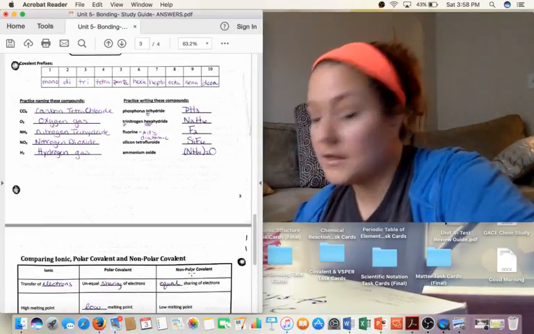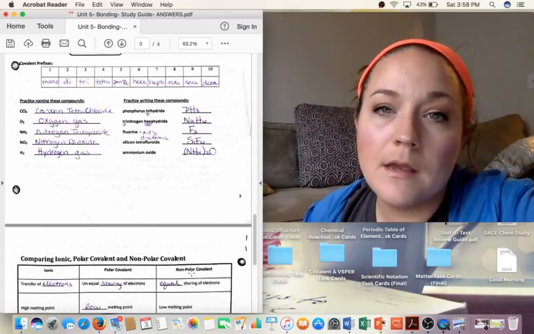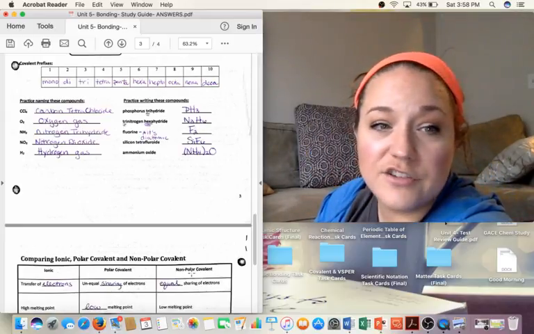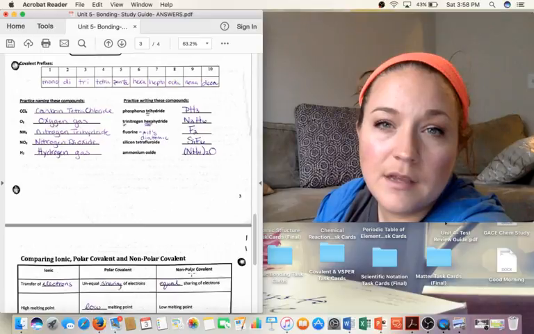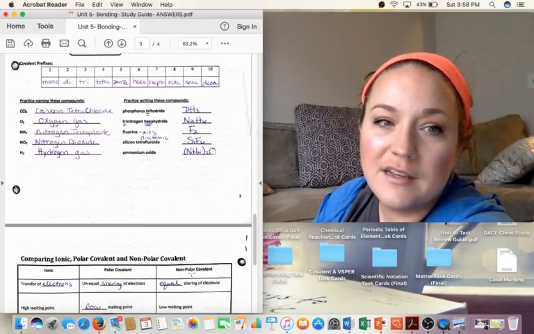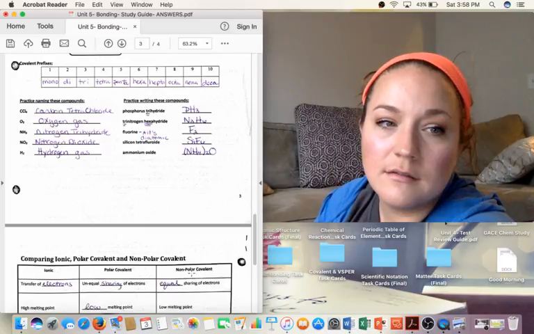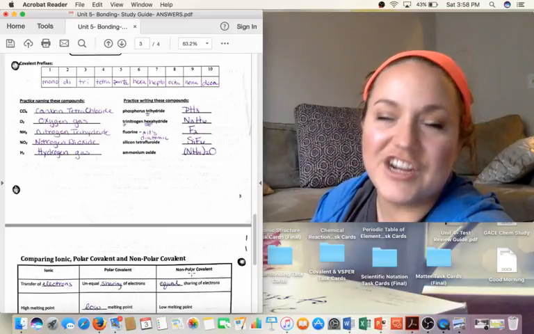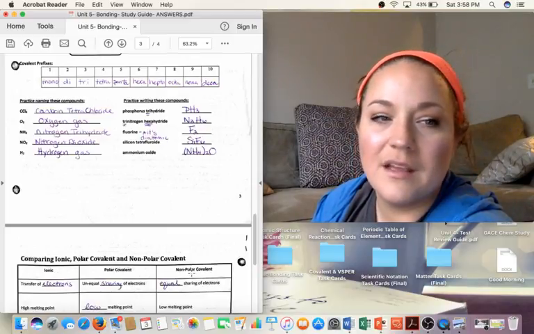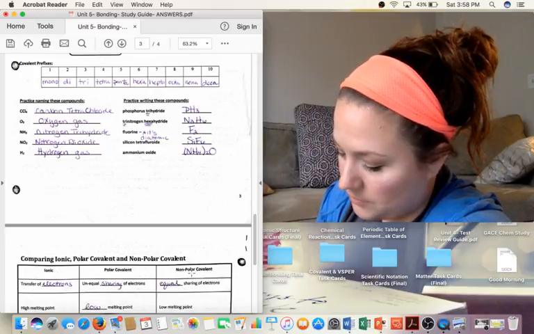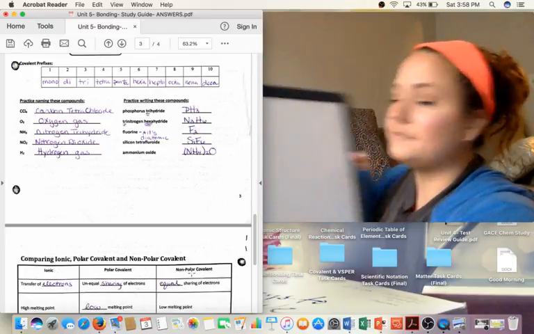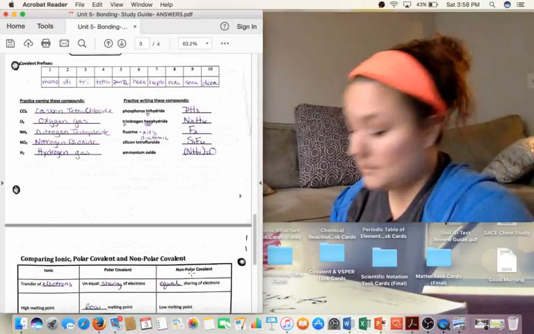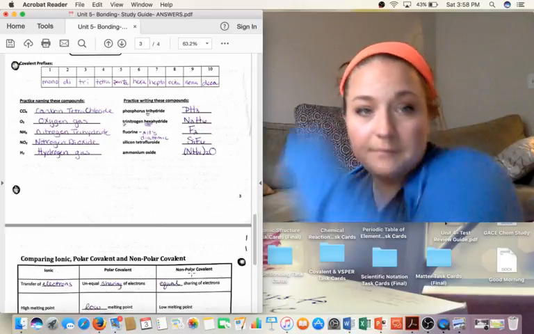So next one, NH3, nitrogen is first, and then hydrogen. There are 3 hydrogen, so that will be nitrogen trihydroxide. Trihydride. Oh, it's always a tongue twister for me. So, NH3. Tri is going to be represented by the 3. Then changing hydrogen to hydride.